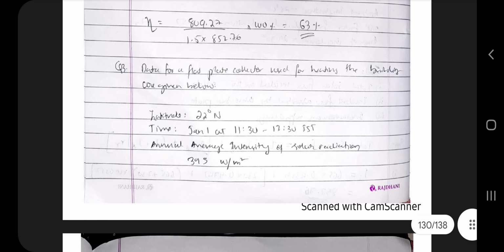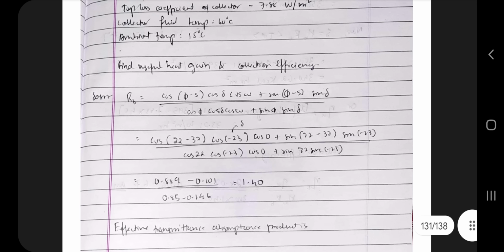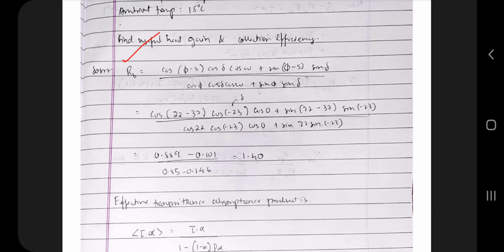Data for the flat plate collector used for heating the building are given. So this is another type of question, and here we will be using this formula, RB.